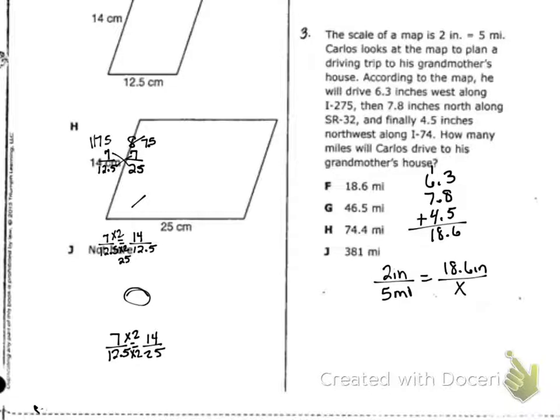My first step is to take 18.6 and multiply that by 5. So I get 93. Then 93 divided by 2 is 46 and 5 tenths, or 46.5. The answer is G.